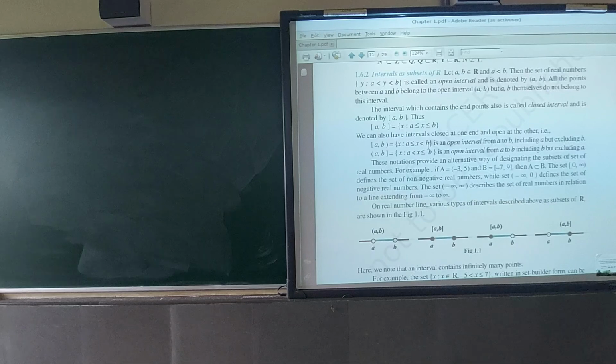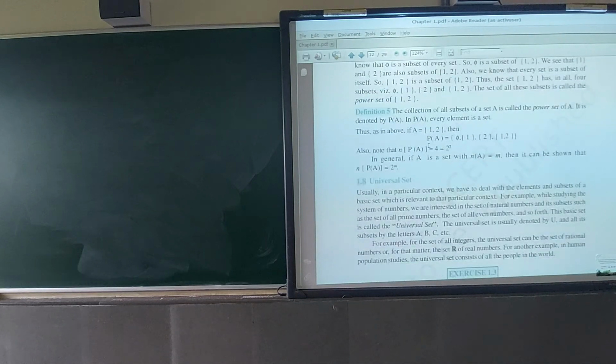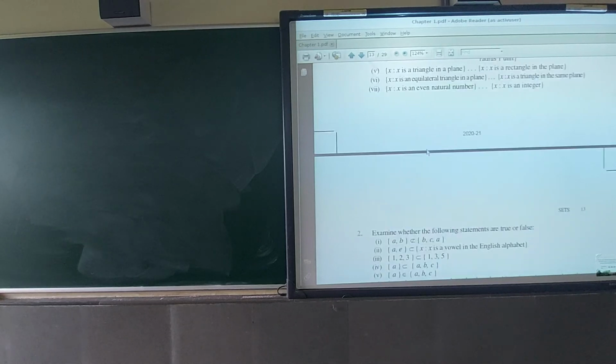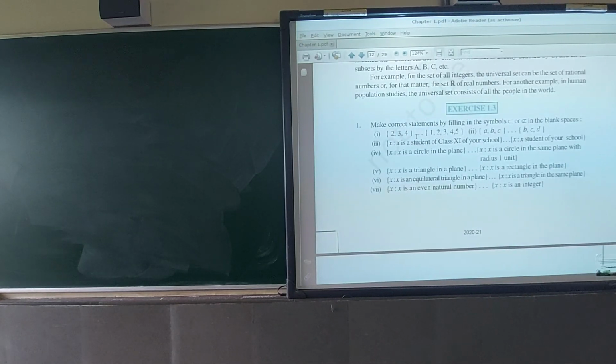Now we will discuss this thing first, set 1. Afterwards we go for the definitions. Next topic. First one is: make the correct statement by filling in the symbol of subset or not subset.